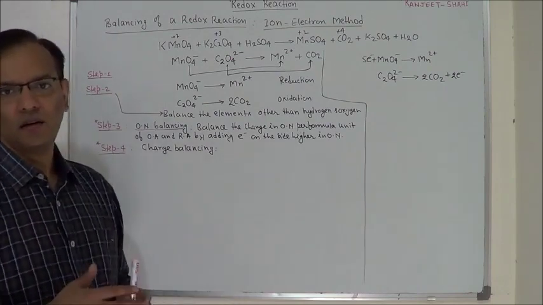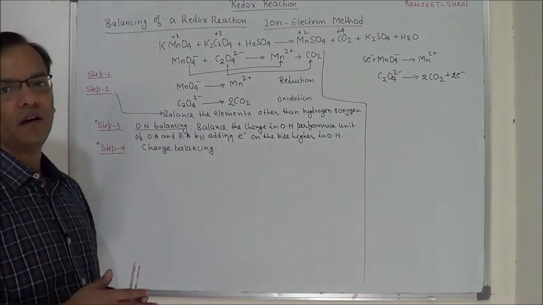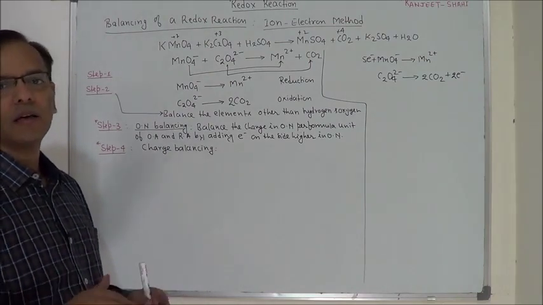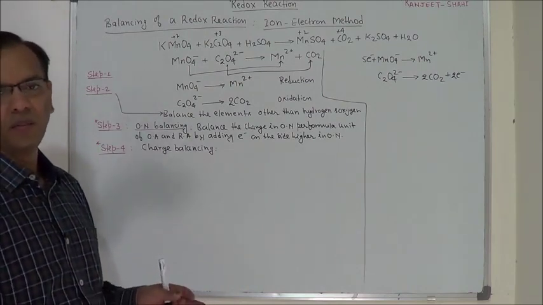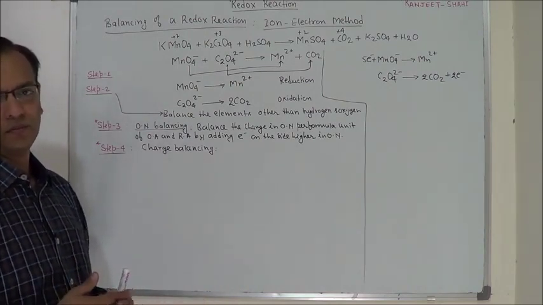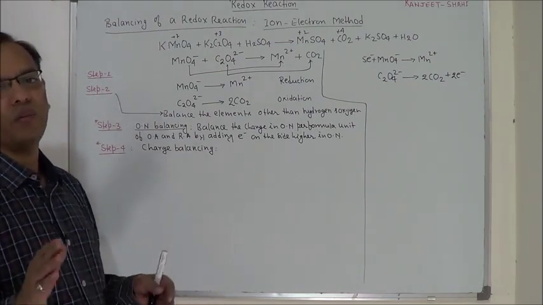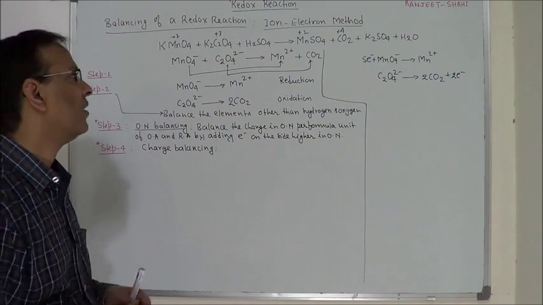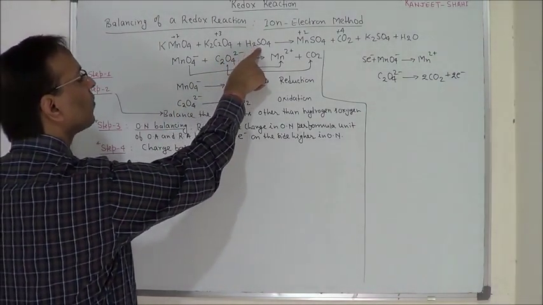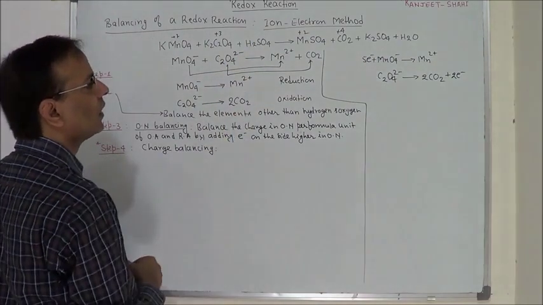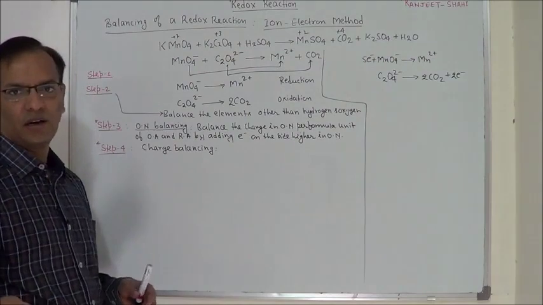Balancing of charge depends on the medium of the reaction. Redox reactions always occur in some specific medium, which can be either acidic or basic, or in some cases even neutral. So it is the medium which determines how the charge will be balanced. Presently we have taken reactions occurring in acidic medium, so we will apply that, and in the next example we will take the redox reaction occurring in basic medium.